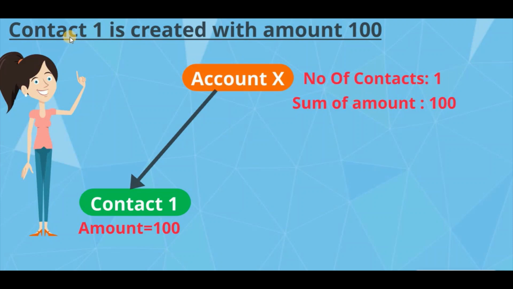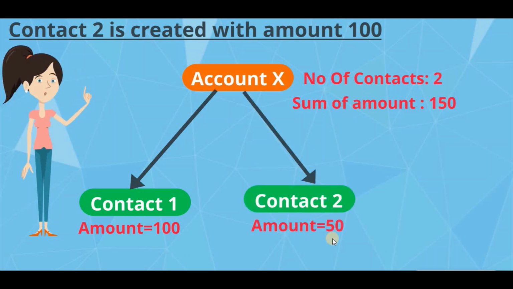Now, whenever a contact is created, say contact 1 is created here with amount value 100, we need to sum up that value and display it on the account record. Now let's say contact 2 is created with a different amount value, amount equal to 50. Now it has to sum up both the contact 1 amount and the contact 2 amount and display it on the account record, which is sum of amount equal to 150. As in the previous scenario, we have number of contacts, which is 2, and it will be doing its job.